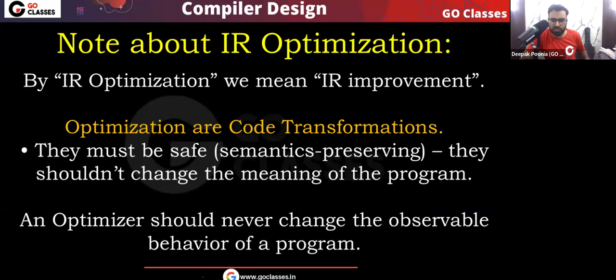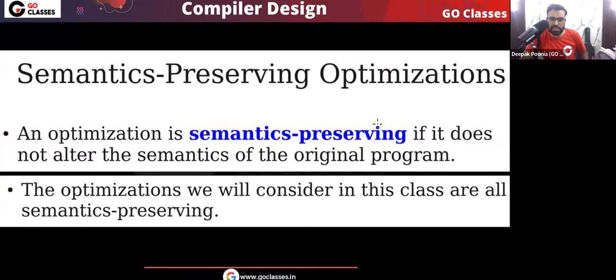With examples this point will become very clear, but overall the point is very simple: optimization is basically code transformation, and this must be safe. Safe means semantics preserving, means it shouldn't change the meaning of the program, it shouldn't change the observable behavior of the program. It should never change the behavior of the program. Very simple. So optimization must be semantics preserving, means the meaning of the program should not change.